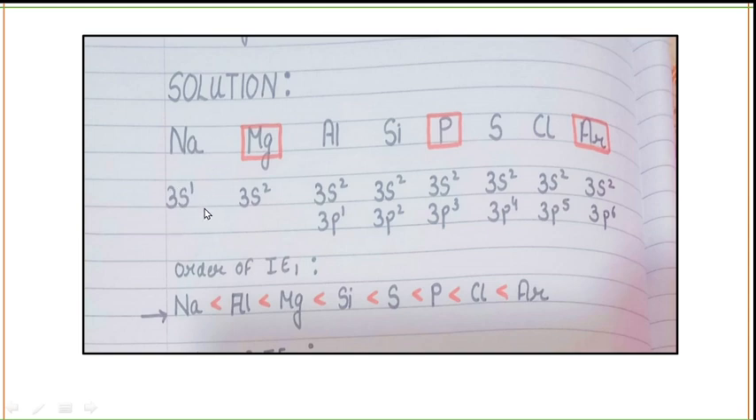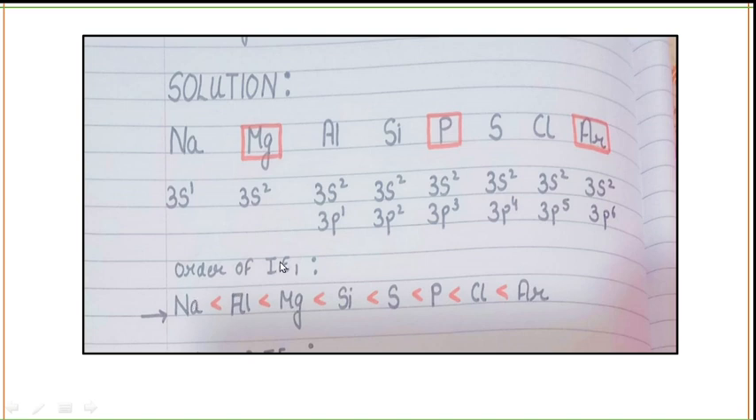So the outermost configuration of sodium is 3s1, magnesium is 3s2, aluminium has 3s2 3p1 and so on to argon. So basically, as you know, pseudo-noble gas configuration and noble gas configuration should have the higher amount of ionization enthalpy. So we have highlighted those elements which have fulfilled condition or half-filled condition. So basically magnesium has fulfilled condition, that is 3s2. Phosphorus has pseudo-noble gas configuration or half-filled configuration, that is 3p3. Argon has the fulfilled or noble gas configuration, that is 3p6.